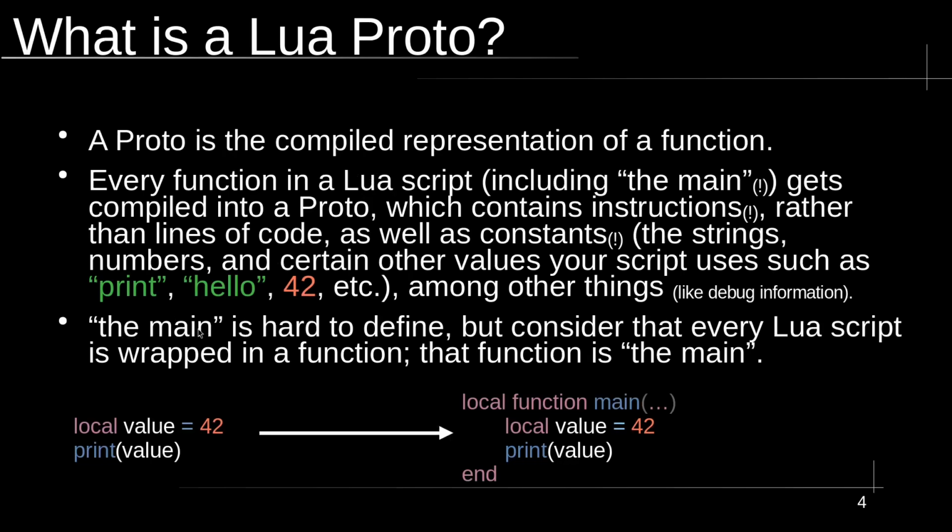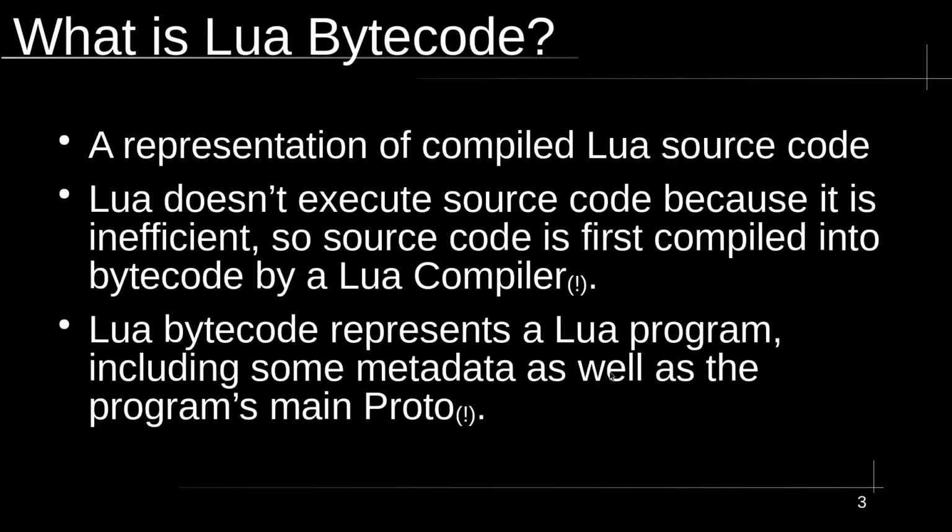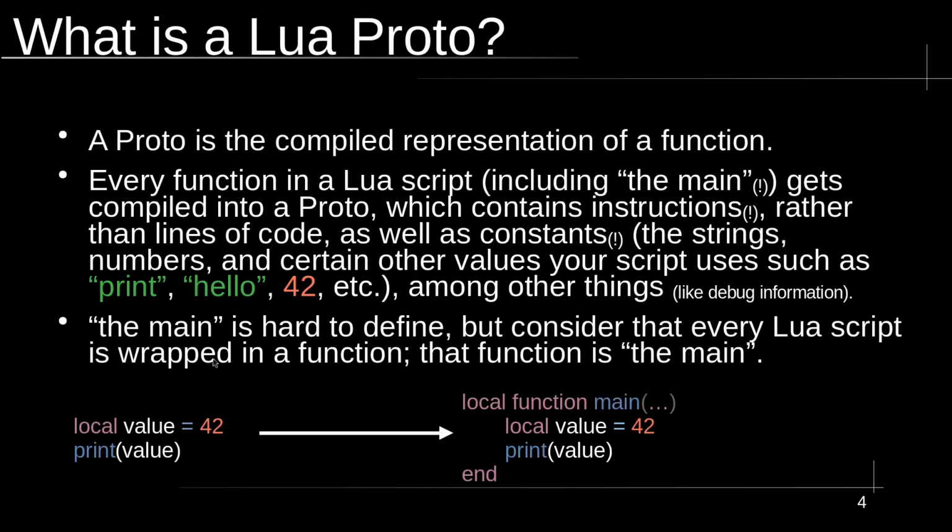So, what is the main? We talked about that here, the program's main proto. The main is hard to define, but consider that every Lua script is wrapped in a function. That function is the main. So when we have the script local value equals 42, print value, it looks something like this. The main is this function here, and it just contains that code. This is what gets encoded and defined as the main in the bytecode.